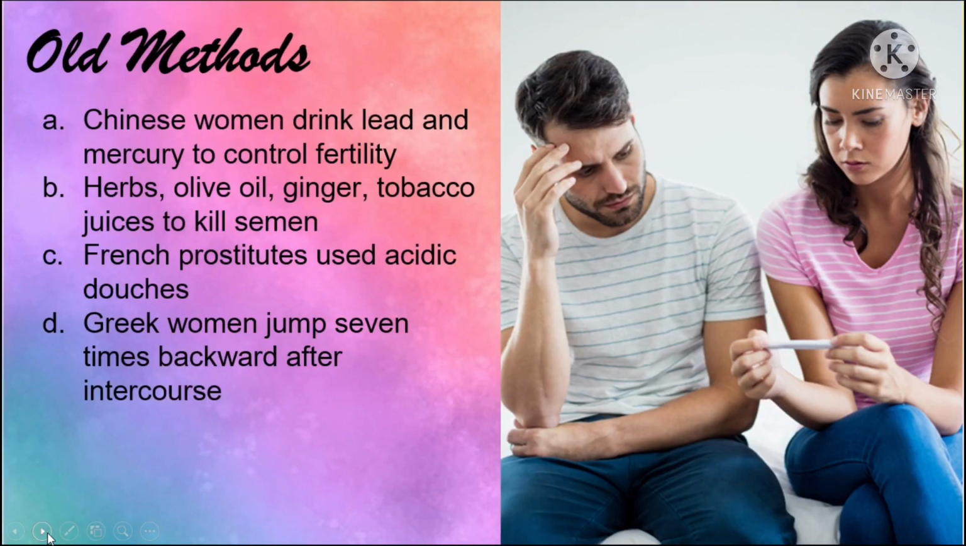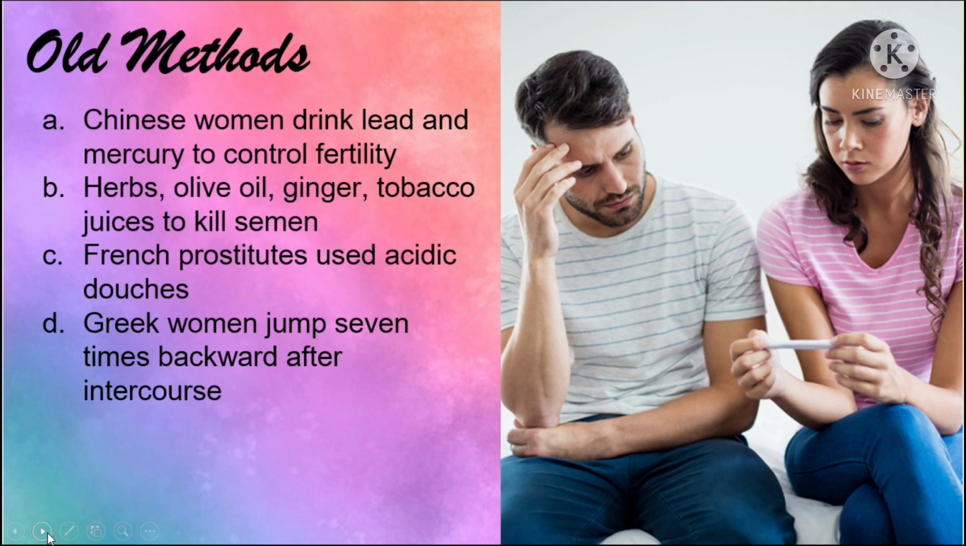Ang ginagawa ng mga Chinese women before, umiinom sila ng lead or mercury para ma-prevent yung pregnancy or hindi sila mabuntis. And then, yung herbs, olive oil, ginger, tobacco juices ay iniinom din ng ibang kababaihan before to kill the semen at para hindi rin sila mabuntis. Okay? Ang ginagawa naman ng mga French prostitutes, they use acidic douches. Ang ginagawa nila rito is they wash and clean out the inside of their vagina with water or other mixtures of fluids. Surprisingly, ang ginagawa ng mga Greek women, they jump 7 times backward after ng sexual intercourse para hindi sila mabuntis.